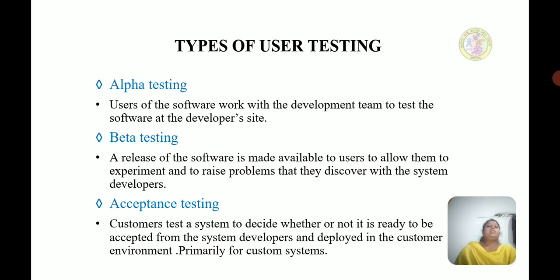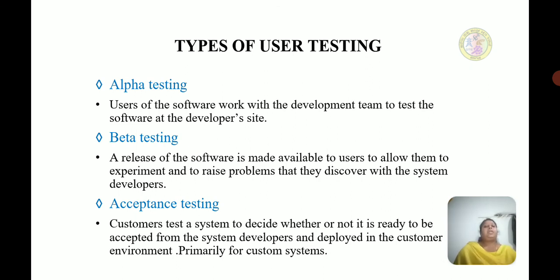Then, in the types of user testing, we have different types of testing. The first one is alpha testing, the second one is beta testing, then acceptance testing, right? Let's discuss the first one, alpha testing. Alpha testing is where users of the software work with the development team to test the software at the developer's side. Alpha testing has to be conducted at the developer's side.